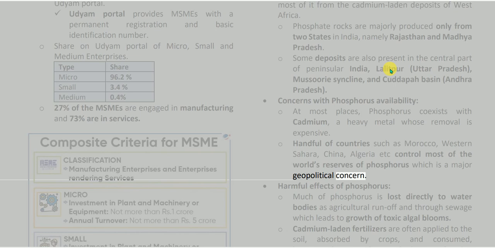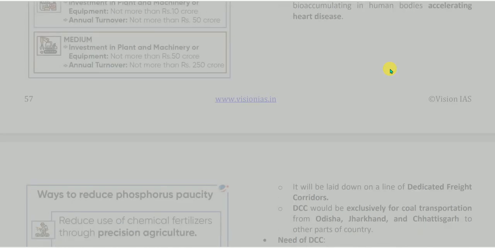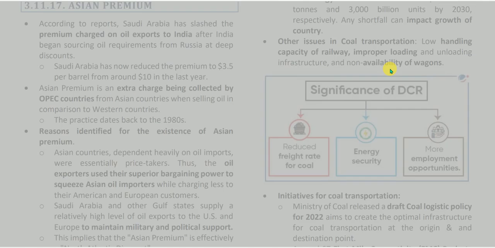Harmful effects of phosphorus. Much of phosphorus is lost directly to water bodies as agricultural runoff and through sewage, which leads to growth of toxic algal blooms. Cadmium-laden fertilizers are often applied to the soil, absorbed by crops, and consumed, bioaccumulating in human bodies, accelerating heart disease. 3rd November 2017. Asian Premium.